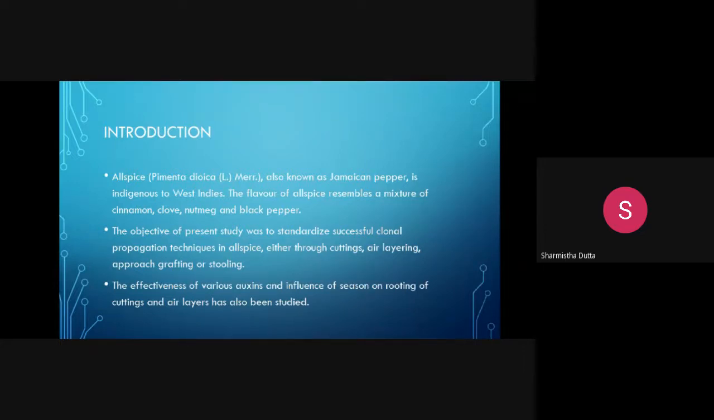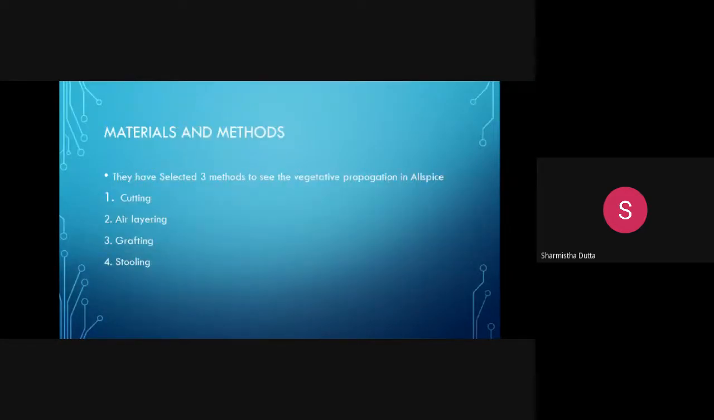And to see the effect of auxins and the influence of season on rooting of cuttings and air layering has been studied in this article. In materials and methods, they used four different methods: cutting, air layering, grafting, and stooling. To observe the rooting in any one of these methods in allspice, they used a total of six treatments, namely IBA 1000 ppm and IBA 2000 ppm, NAA 1000 ppm, and NAA 2500 ppm.